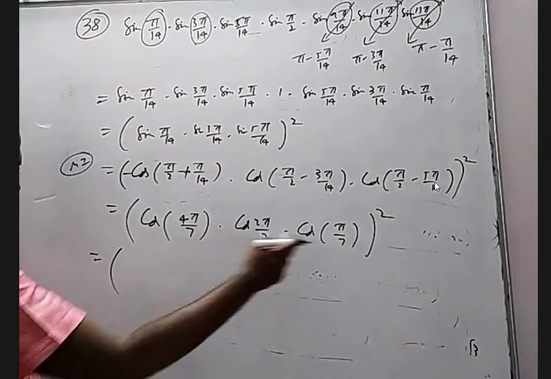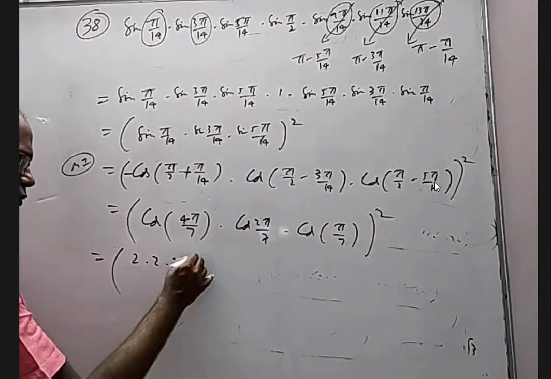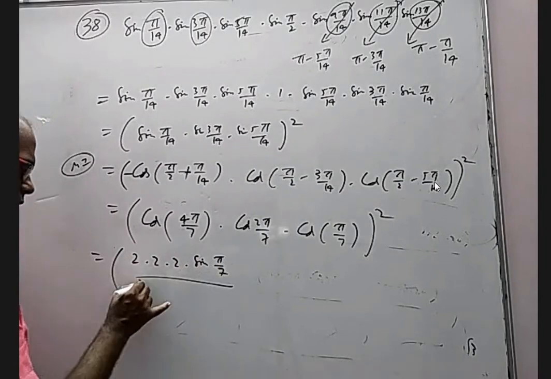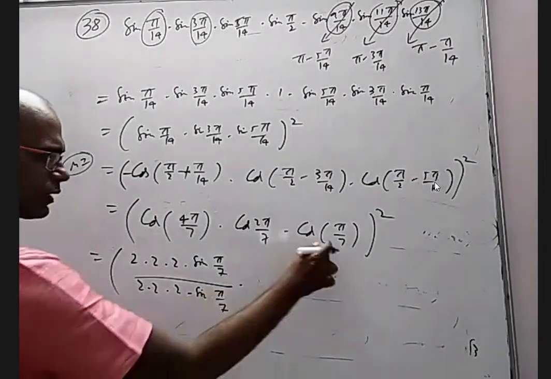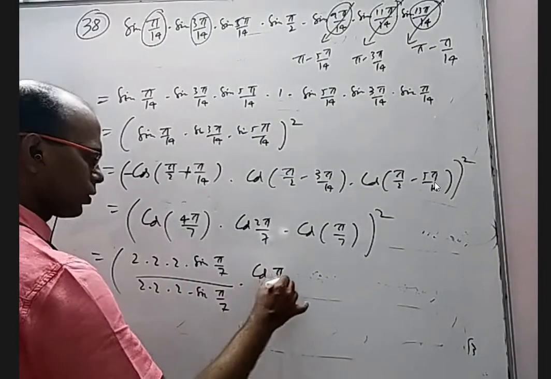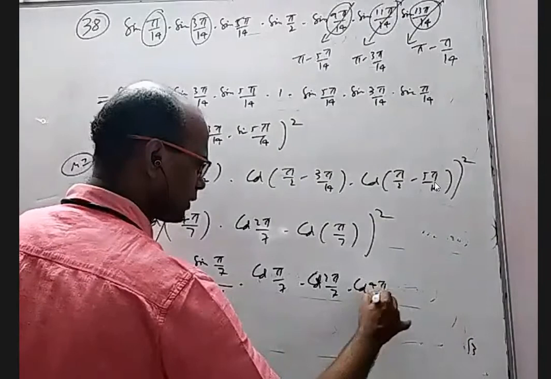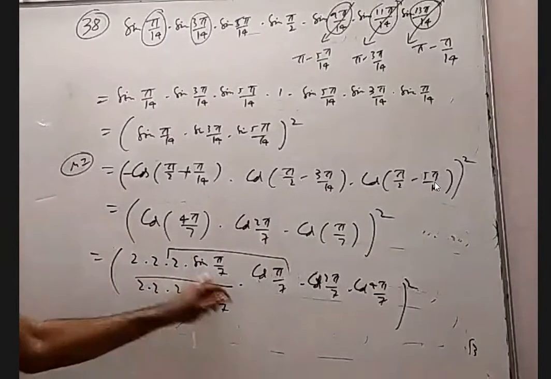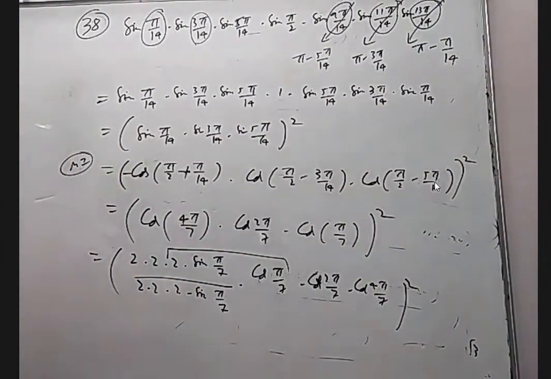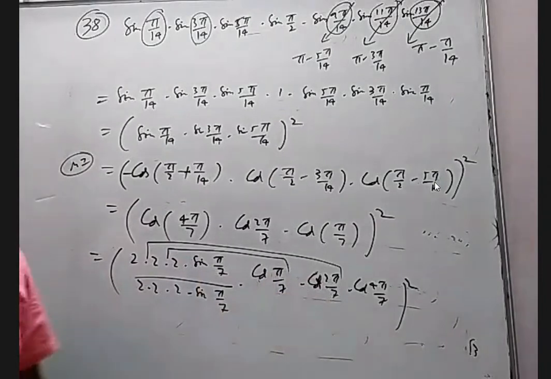What is the process? I have to multiply by sin pi by 7 and use the sin 2 theta formula repeatedly. So I'm going to write 2 into 2 into 2 into sin pi by 7, divided by 2 into 2 into 2 into sin pi by 7. I multiplied and divided by this. These three I write in reverse order: cos pi by 7, cos 2 pi by 7, and cos 4 pi by 7. Now you can see this part is 2 sin theta cos theta, which becomes sin 2 theta, so it will become sin 2 pi by 7. And this part now is 2 into sin 2 pi by 7 into cos 2 pi by 7.